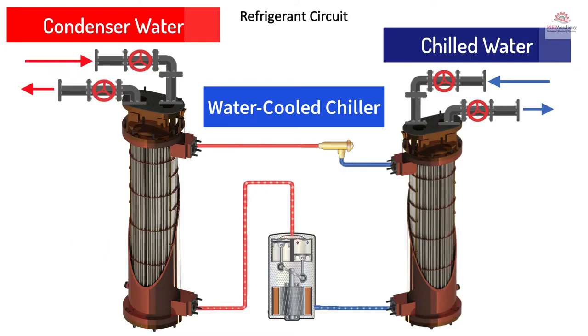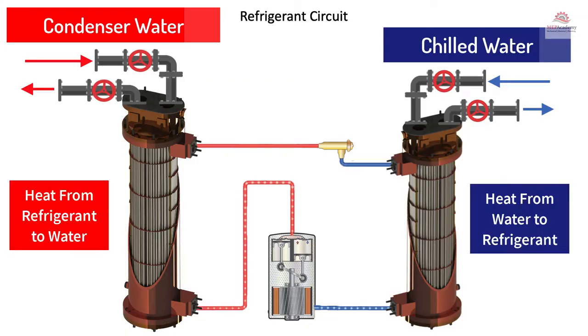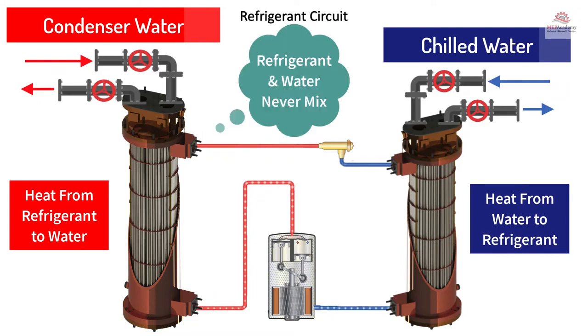So all we've done here is gotten rid of the fans that were doing the work of the heat transferring, and now we're using heat exchangers. They exchange the heat from the refrigerant to the water, or from the water to the refrigerant. The refrigerant and the water never mix. In this case, the refrigerant is going on the outside of the tubes, and the water is going through the tubes.